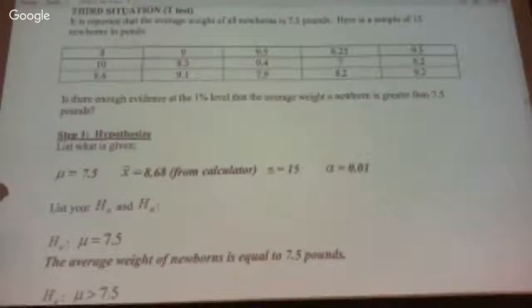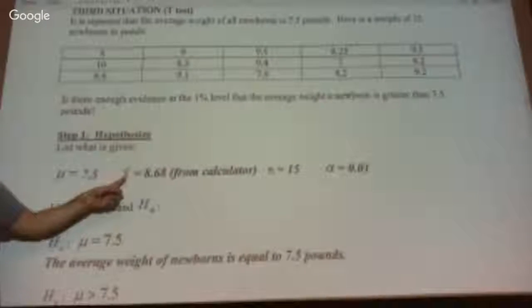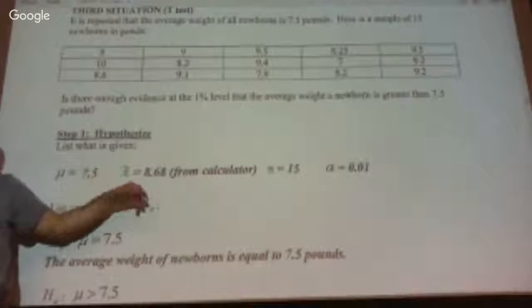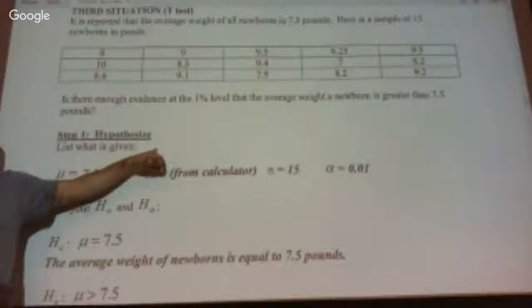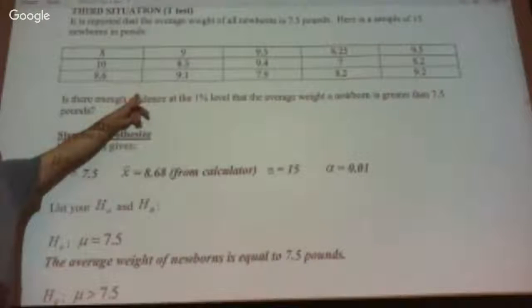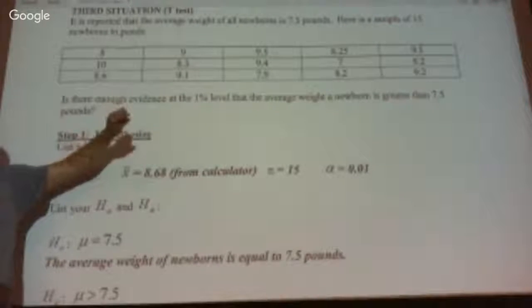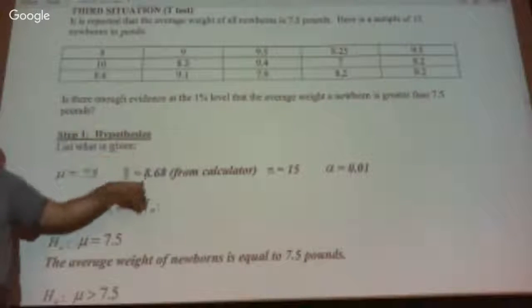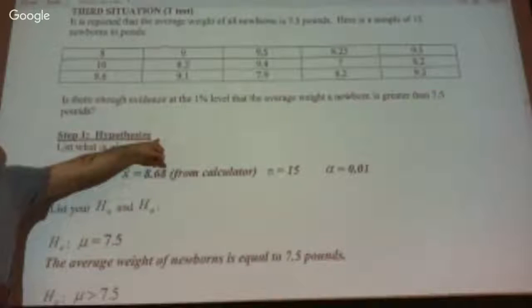Now, before we move on, they didn't tell me the X bar. They also didn't tell me the S. S should be here, and N. So where do I get X bar and S from? They didn't give it to me. You put that in list 1, and then you do stat, calculate, one variable statistics. Remember doing that? That's where you're going to get the X bar, and I should have put the S up here, but it's on the next page.